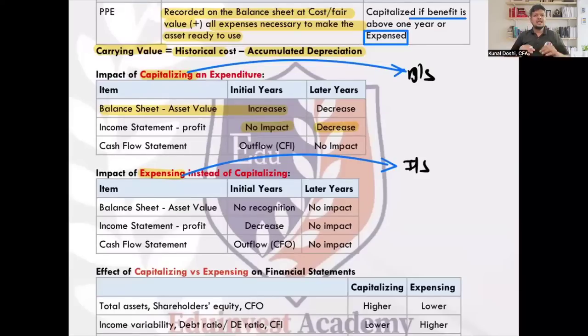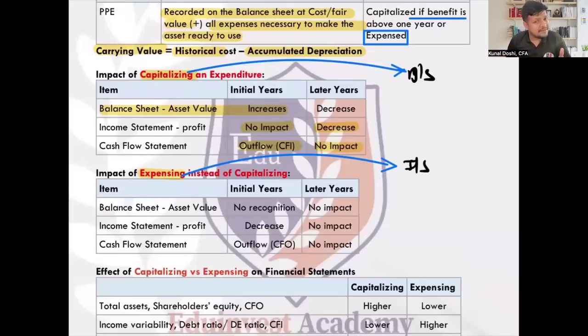Correct? Now, capitalizing and expensing. If you capitalize, you recognize it as a CFI outflow. So your CFI goes down. But later on, is there an effect on the cash flow? No, no.